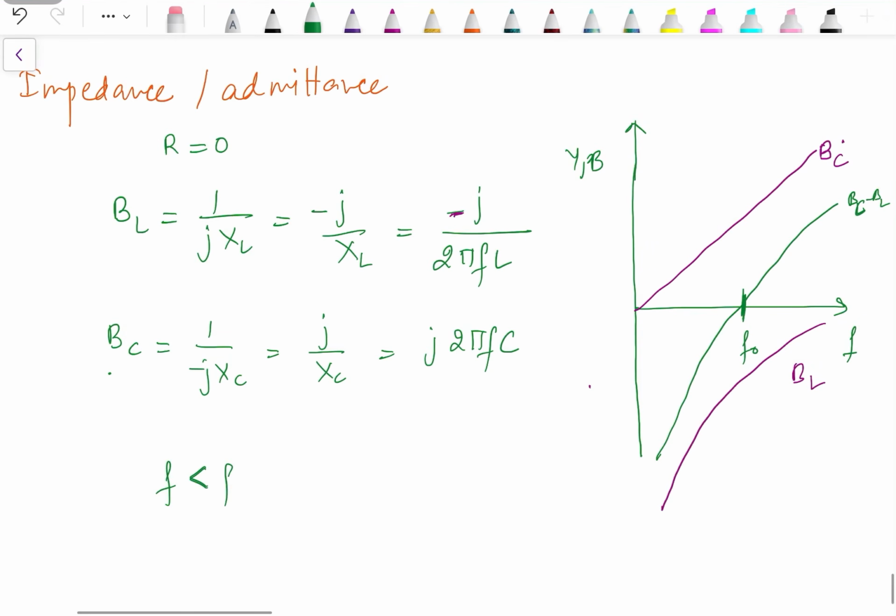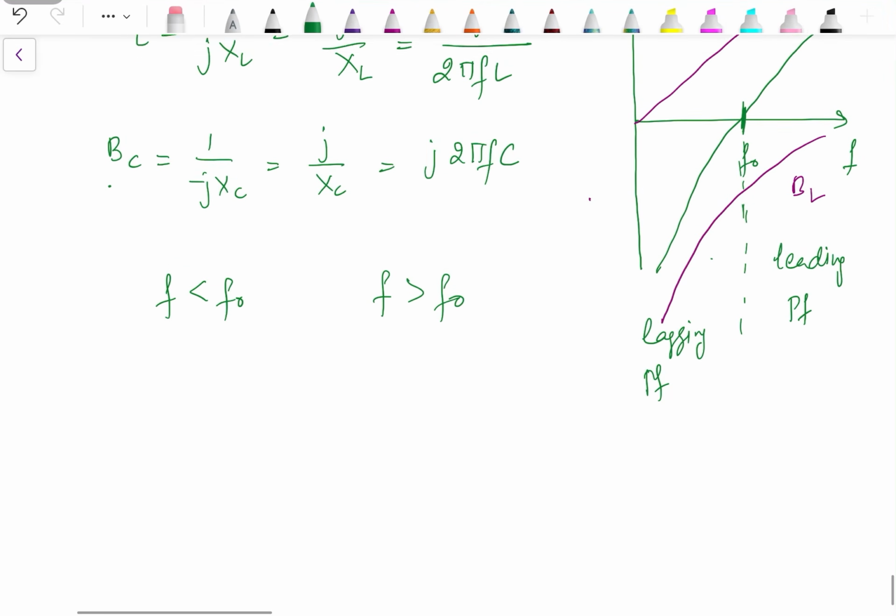So for all the frequencies less than f naught, BL is more, so the circuit has inductive nature, and a lagging power factor is there. Power factor is lagging below the resonant frequency. And when frequency is more than the resonant frequency, capacitance is more dominating and the circuit nature is capacitive, hence the power factor is leading. And at resonance, the power factor is unity.